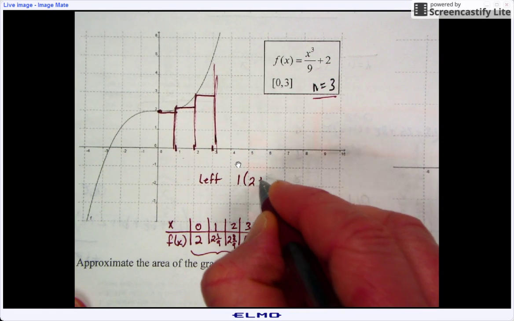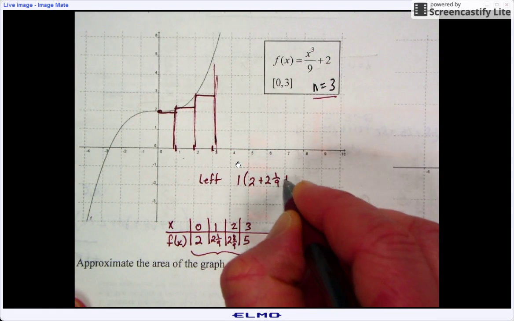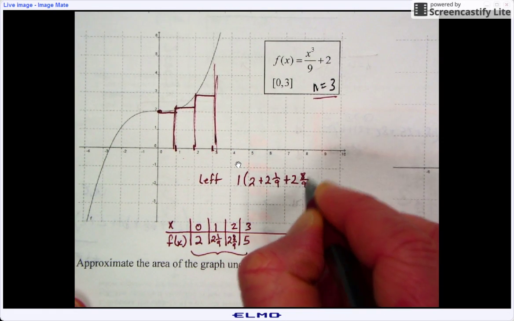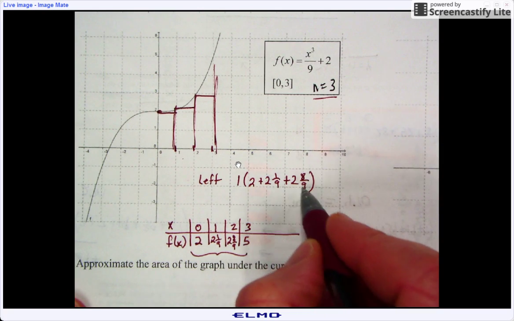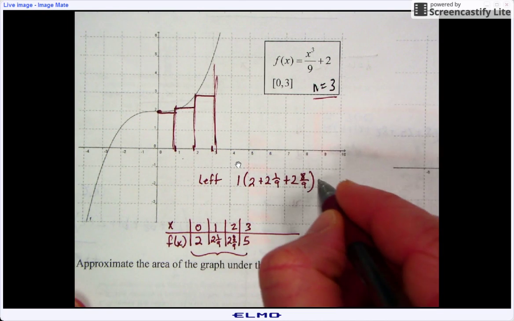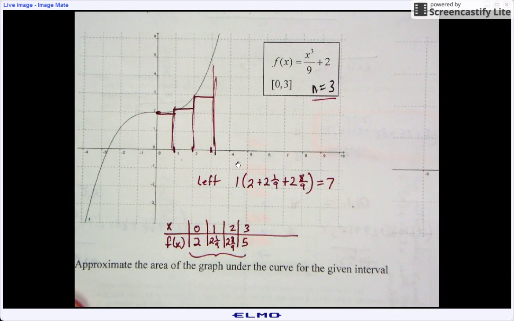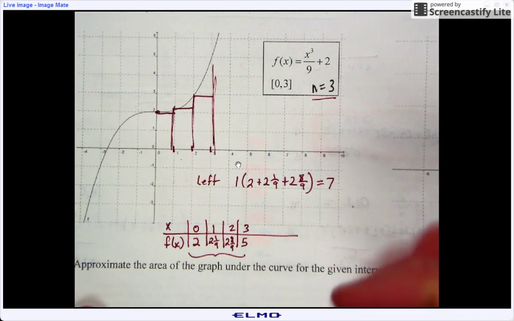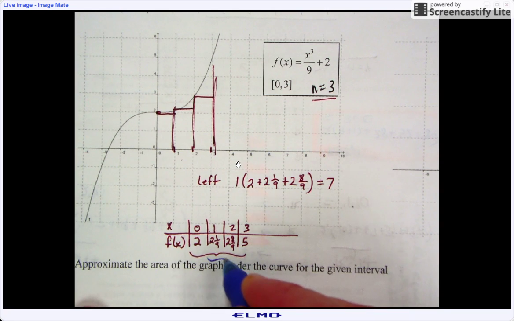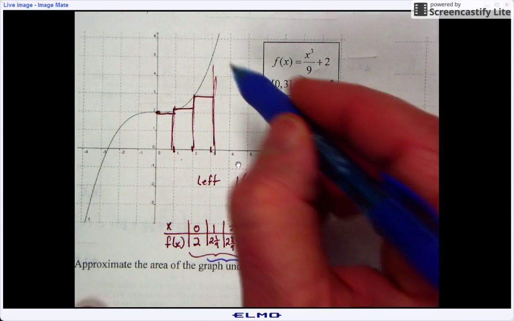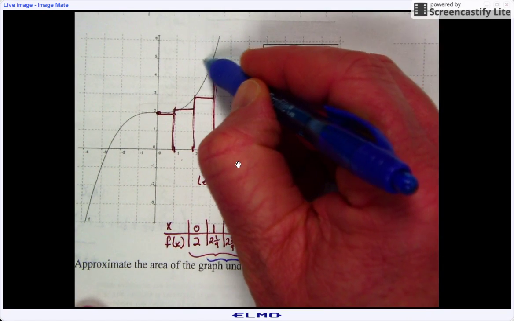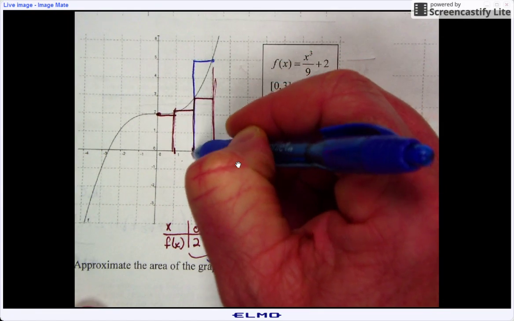So 2 plus 2 and 1/9 plus 2 and 8/9. And so these add up to 7. So the area using a left Riemann sum with 3 subintervals is 7. For a right Riemann sum, we're going to use the right 3, because we're going to go from the right endpoint over and down.